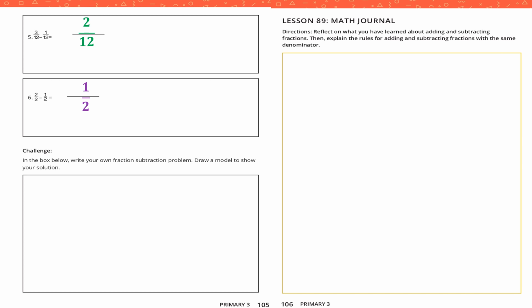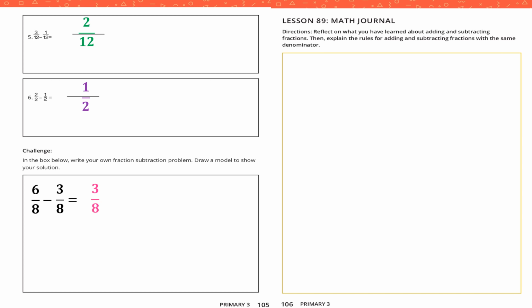Our challenge here in the box below: write your own fraction subtraction problem. 6 over 8 minus 3 over 8. Also, put the denominator as it is, 8, and subtract up the numerators. 6 minus 3 equals 3. So the final result here, 3 over 8.